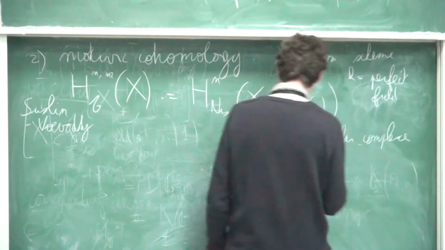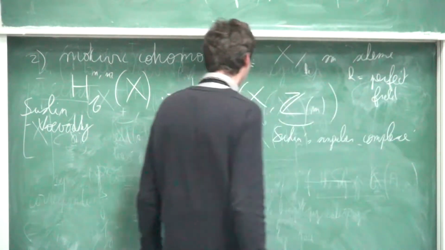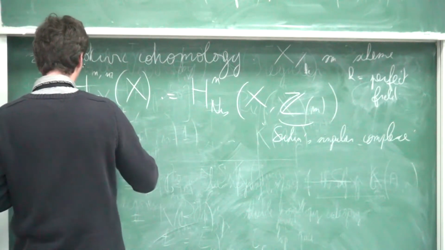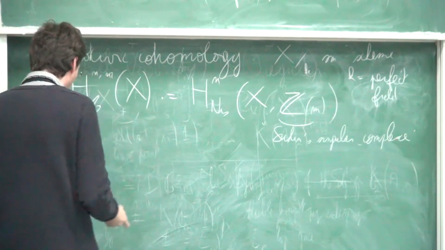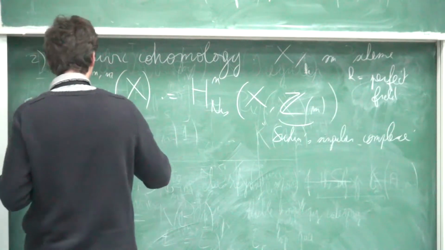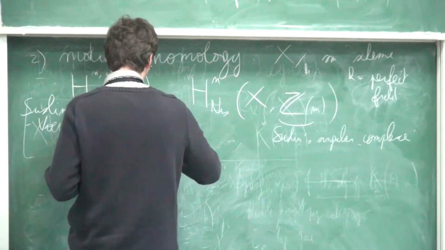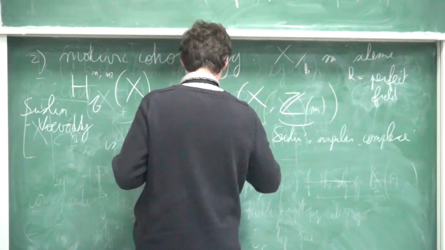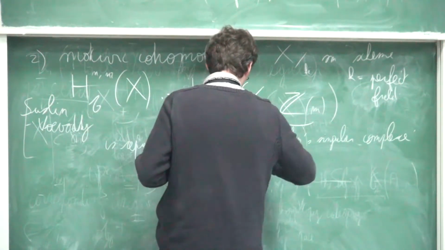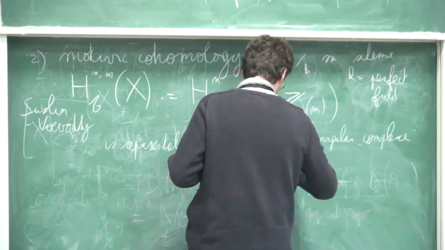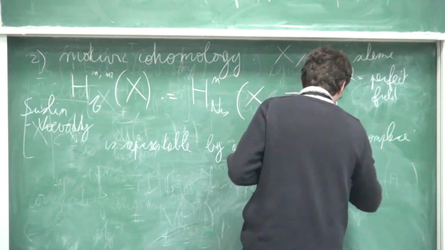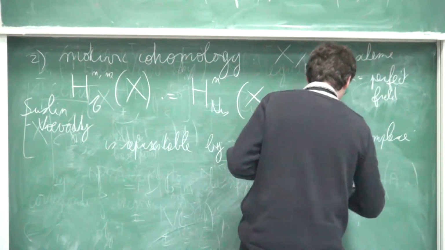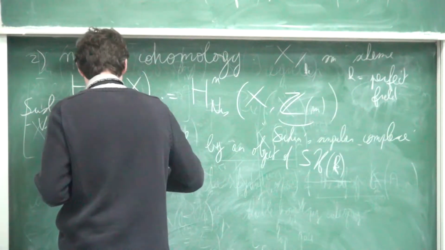I won't define it here, or maybe if you have questions, at the end of the talk, okay? And from the abstract homotopy theory, Voevodsky has proved that this is representable by an object of SH(K), which is denoted by MZ.